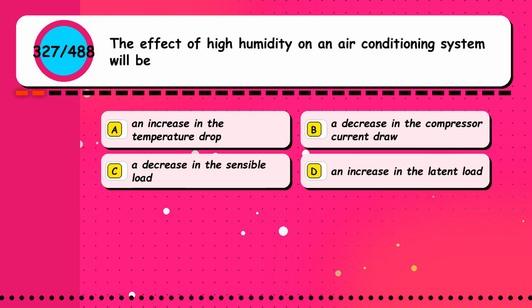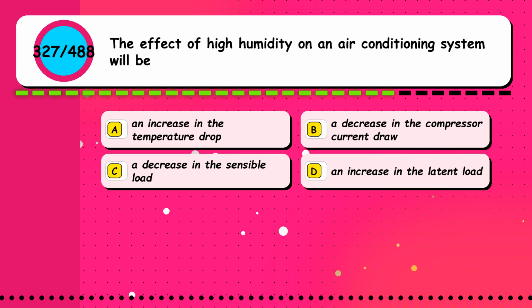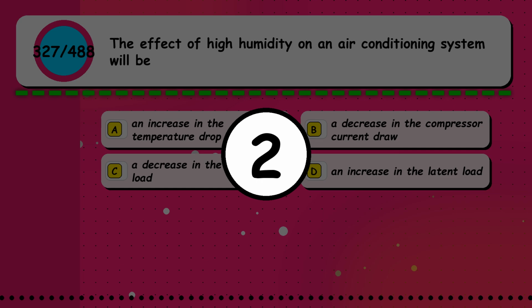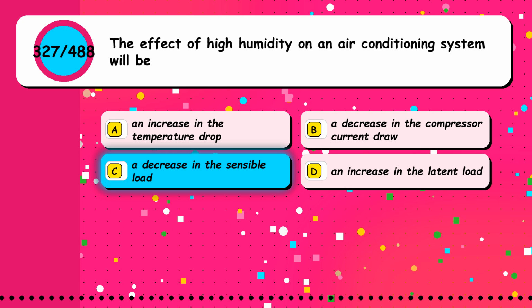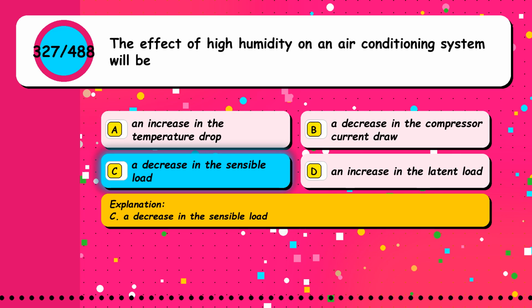Question 327. The effect of high humidity on an air conditioning system will be: Option A. An increase in the temperature drop. Option B. A decrease in the compressor current draw. Option C. A decrease in the sensible load. Option D. An increase in the latent load. The correct answer is option C. A decrease in the sensible load.